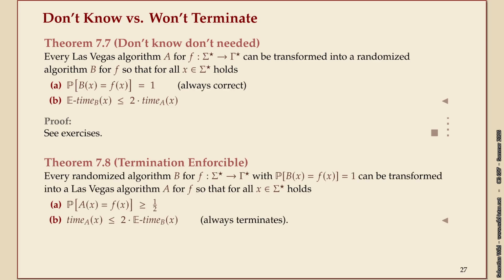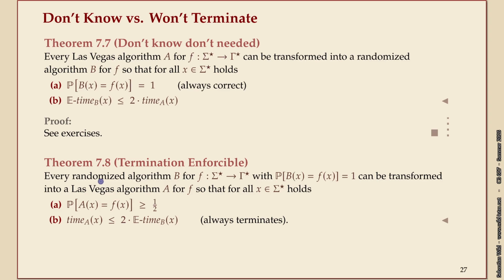Now, you can also go the other way around. Here, in this first part, we essentially got rid of this don't know version. You can also get rid of the possibility that the algorithm may not terminate after a fixed number of steps. So you can also take any Las Vegas algorithm.